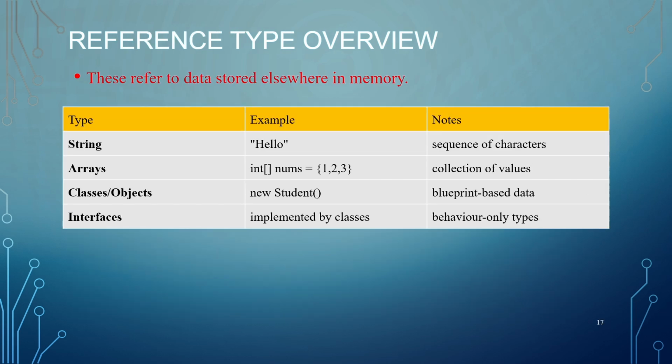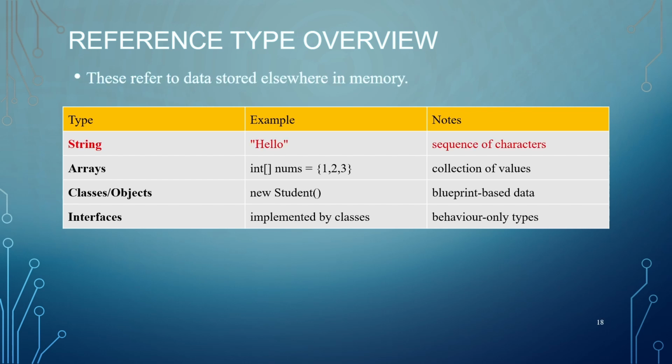This slide introduces reference data types in Java. Unlike primitive types, reference types do not store the actual data value. Instead, they store a reference or memory address that points to where the data is stored in memory. One common example is String, which represents a sequence of characters, such as the word hello. Arrays are another reference type and are used to store collections of values, like a list of numbers.